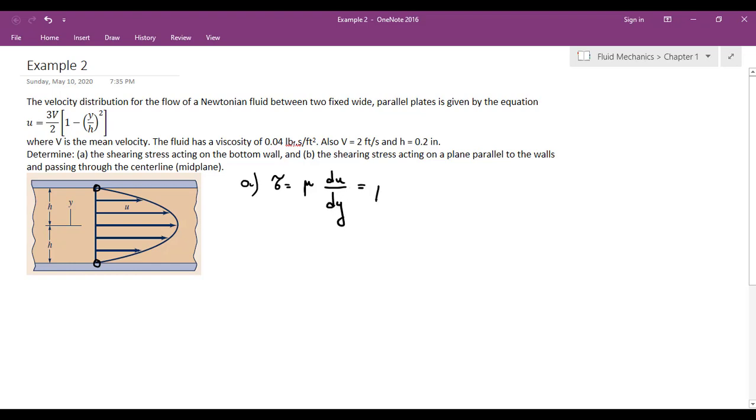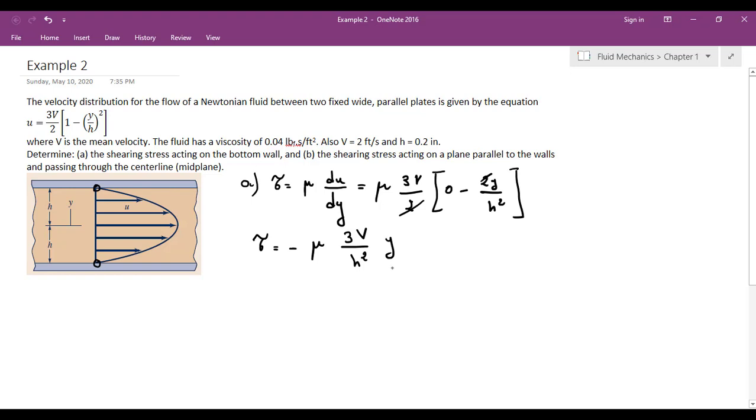So we need to perform the derivative of u with respect to y. So 3V/2 times, derivative of 1 is 0, minus 2y/h². Then the shear stress in general will be equal to minus mu times 3V/h² times y. So this is the general form of the shearing stress.